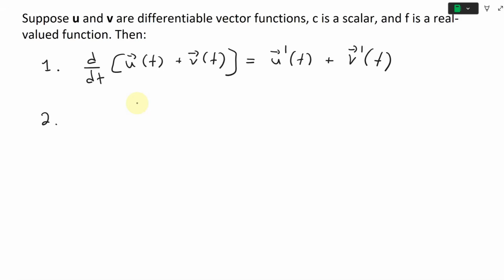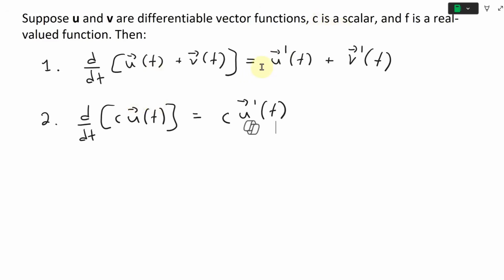So number 2 is going to be, if you have d over dt of a constant times the vector, c u of t, then the derivative of this is just the same thing as taking the c out and taking the derivative of the u. So just take the constant, c is a scalar or a constant, and get that out of there.